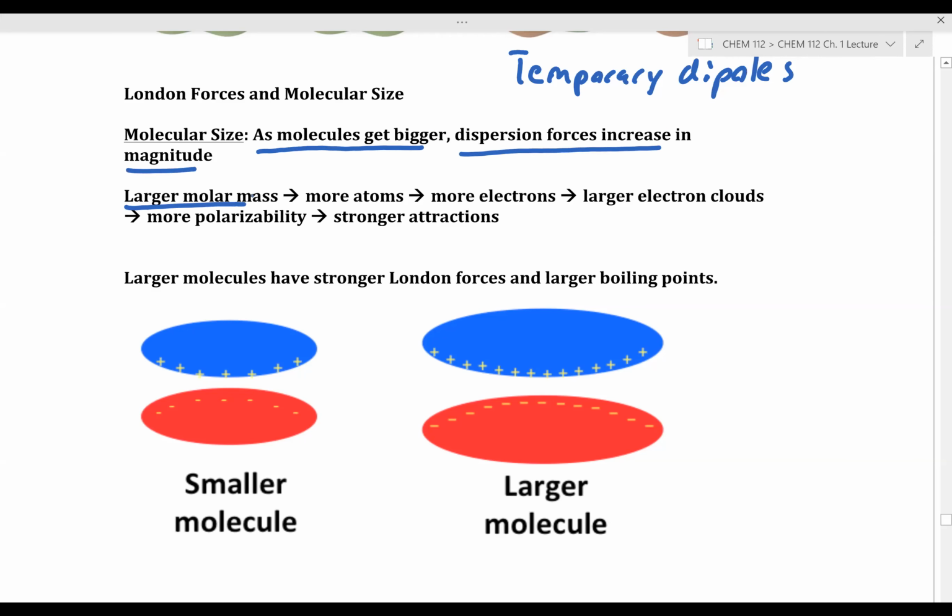So your larger molar mass means you have more atoms, which means you have more electrons. And if you have more electrons, can you move these electrons around to generate stronger temporary dipoles if you have more electrons to work with? Yeah. So larger molecules have stronger London forces, and in turn, these interactions between molecules drive up your boiling point.